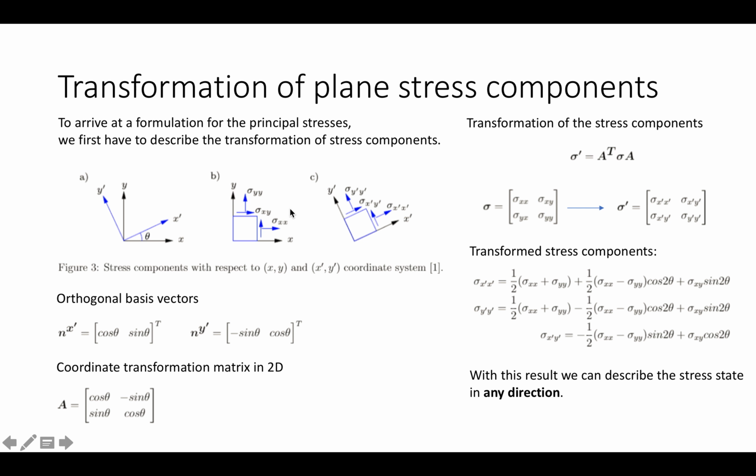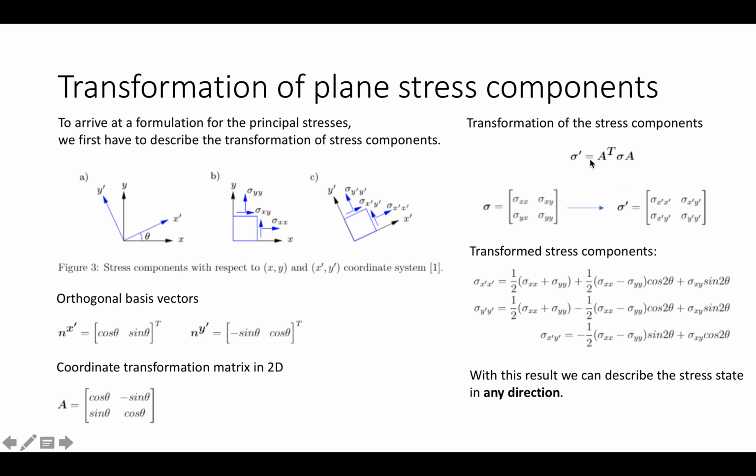To describe the new coordinate system, we define two orthogonal basis vectors, x prime and y prime, which are defined this way. It's convenient to set up what is called a coordinate transformation matrix for the 2D plane case, which is shown down here. The transformed stress components are then calculated as the following matrix multiplication, where sigma holds the stresses in the x, y coordinate system and sigma prime in the new rotated coordinate system.